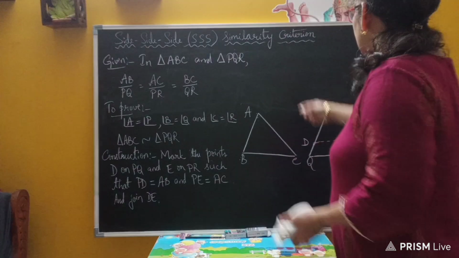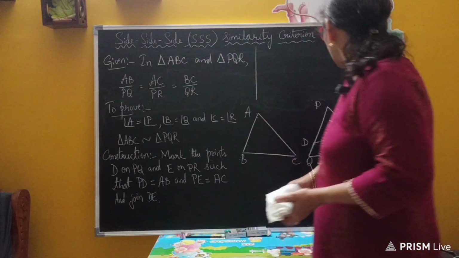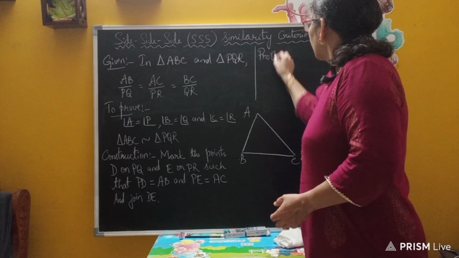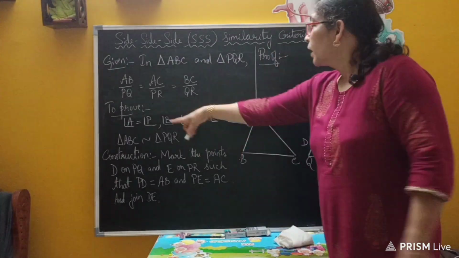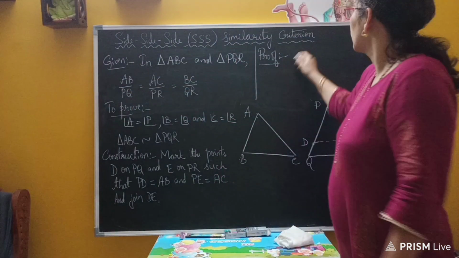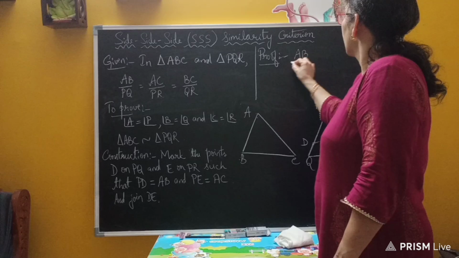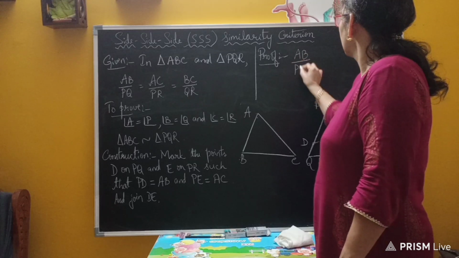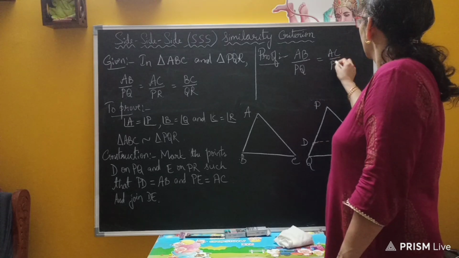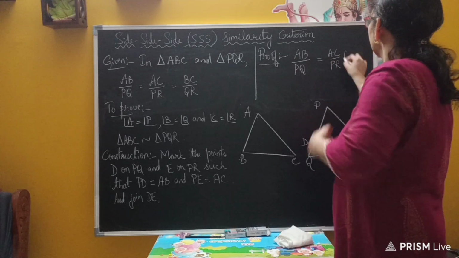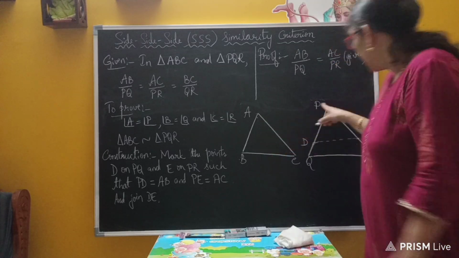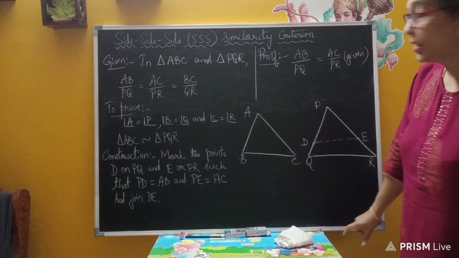Okay, now let us take, see here in the proof, let us take the given part. First two ratios I take now. AB by PQ is equal to AC by PR. Okay, this is given.